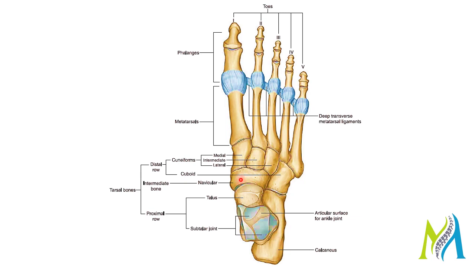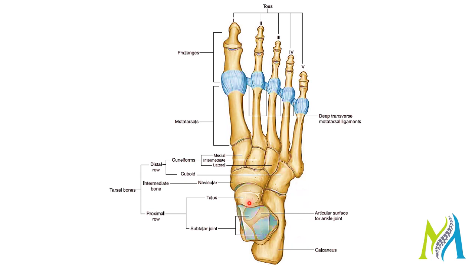We have, more medially, the navicular. This is a kind of intermediate bone. And then we have this row of bones here, starting from lateral to medial. This is the cuboid, and we have 3 cuneiforms. We have the lateral, intermediate, and medial cuneiforms. This is the distal row, 4 bones forming the distal row.